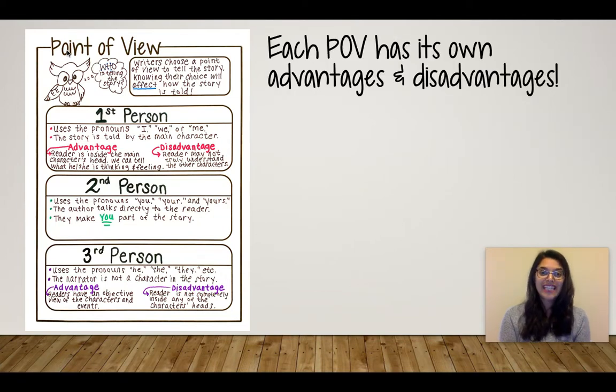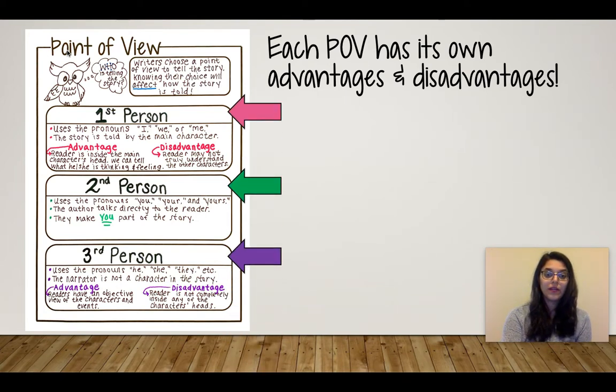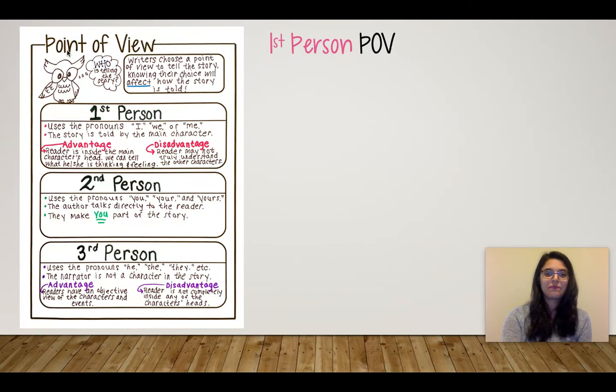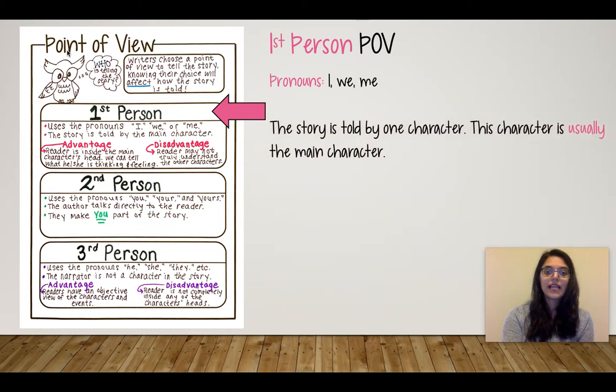Each point of view has its own advantages and disadvantages. So let's go through each one of our different points of view to determine the advantages and disadvantages of each. Let's start with first person point of view. That's at the top of our anchor chart. We use the pronouns I, we, or me, and the story is told by the main character. So again, our pronoun clues are I, we, me, and the story is told by one character, and this character is usually the main character.